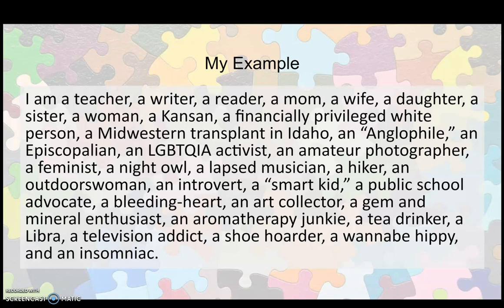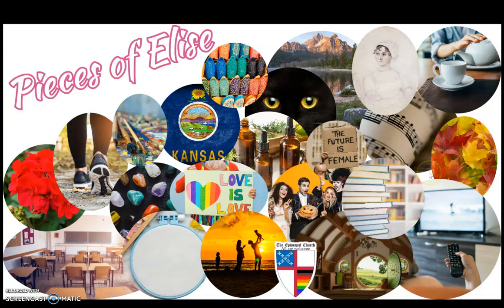A hiker, an outdoors woman, an introvert, a smart kid, a public school advocate, a bleeding heart, an art collector, a gym and mineral enthusiast, an aromatherapy junkie, a tea drinker, a Libra, a television addict, a shoe hoarder, a wannabe hippie, and an insomniac. It keeps getting longer every year. So every time I teach this, I end up adding more to the current list, and I can think of three or four more things that I probably should add now.